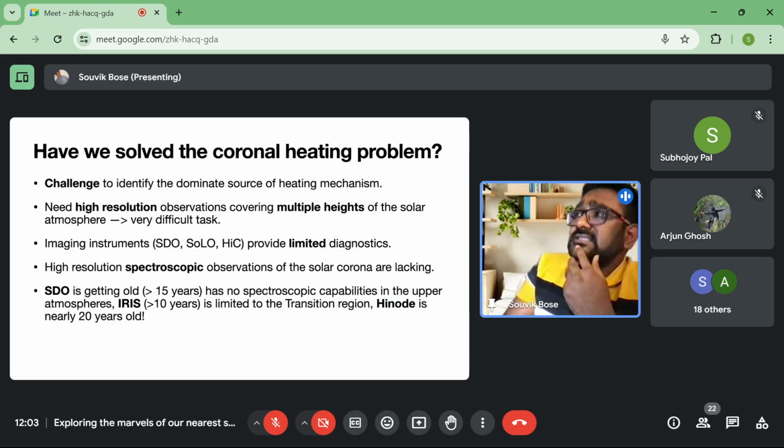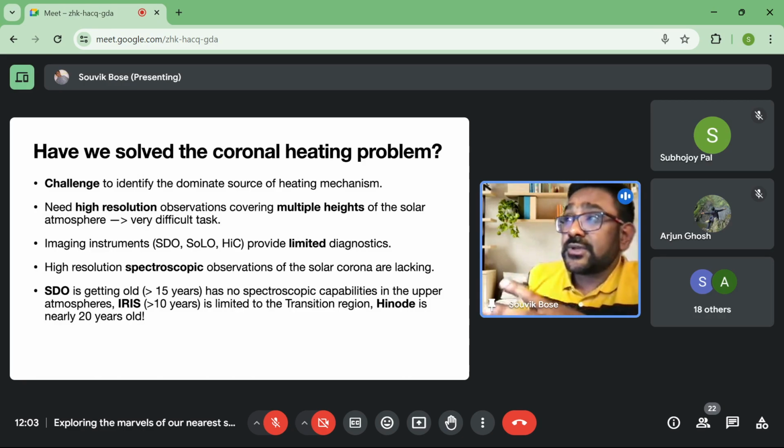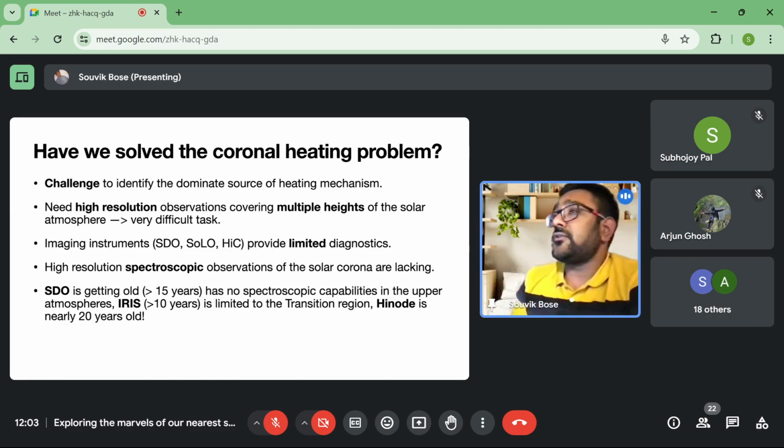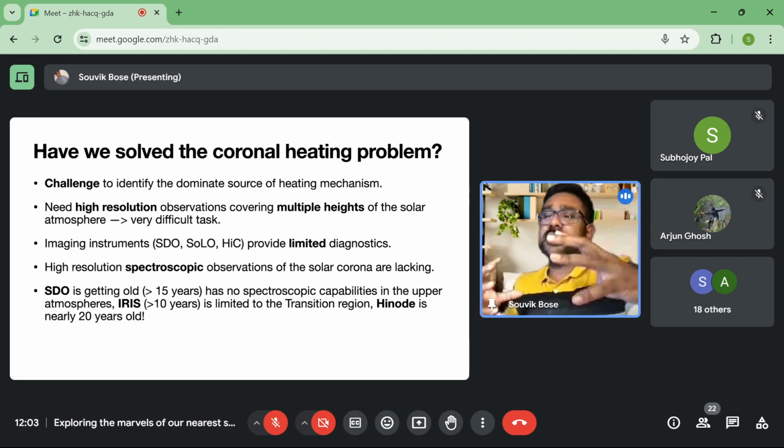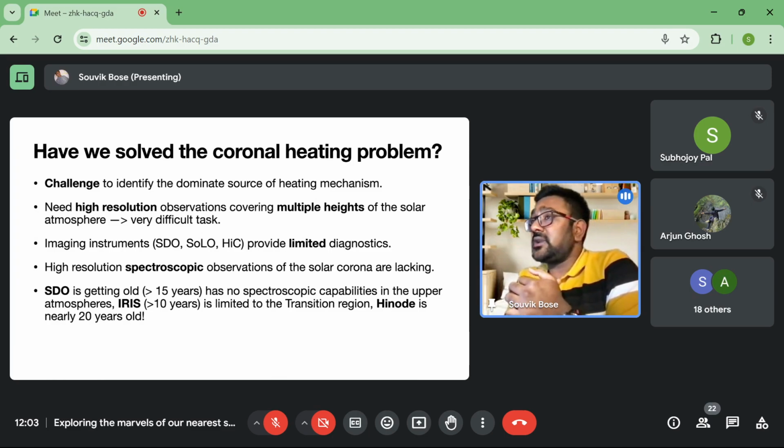Now, does this mean that we have solved the coronal heating problem? Well, there are a few points which I wanted to discuss. First of all, the challenge is to identify the dominant source of heating mechanism. Till today, we don't know exactly which mechanism plays the dominant role and where exactly, and it can often be the case that both waves and reconnection based models are playing an important role, but the challenge is to determine which is the more dominant one.